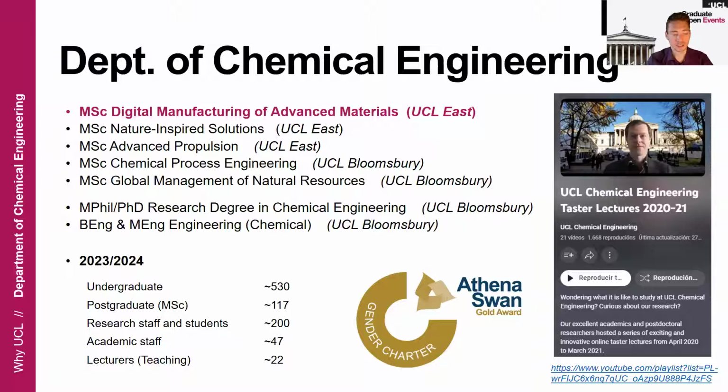Just to give you some numbers, we have around 530 undergraduates. We have obviously a much smaller number, just about 100 postgraduate MSc students. We have around 200 postdocs and PhD students, and academic staff, just over 50, of which 22 lecturers are dedicated solely to teaching. We are holding the Athena Swan Gold Award. Please have a look at what that means and how it proves our commitment to gender equality. And if you want to try some taster lectures as well, there is a chemical engineering taster lecture series on our YouTube channel, to which the link is here.